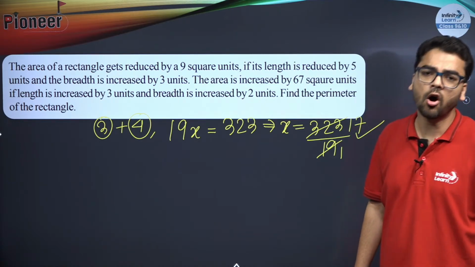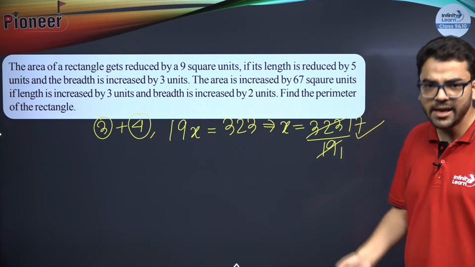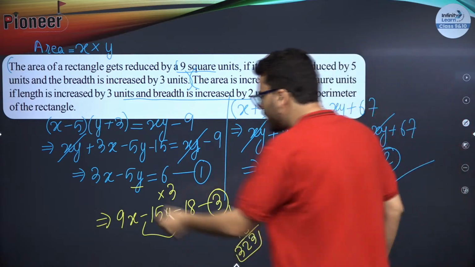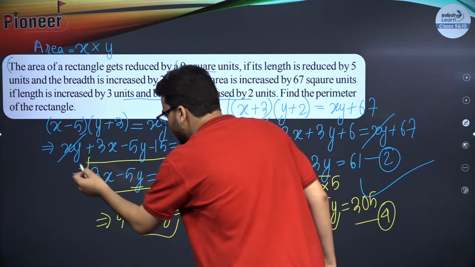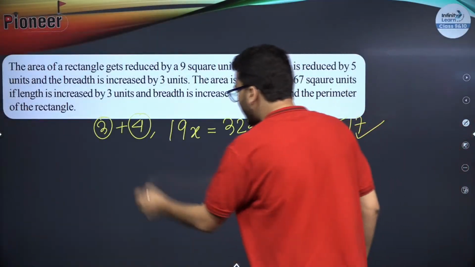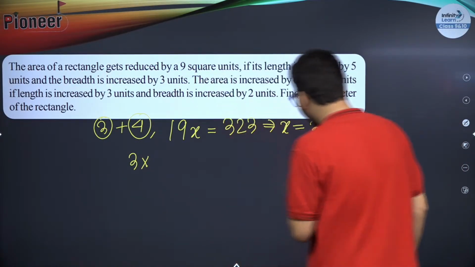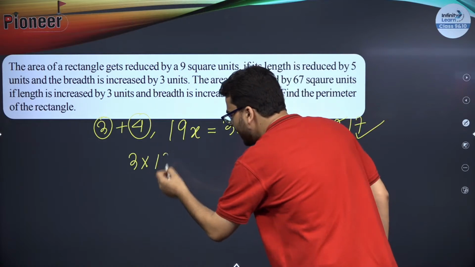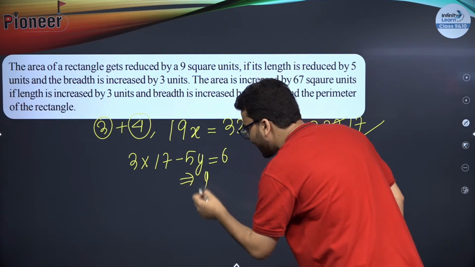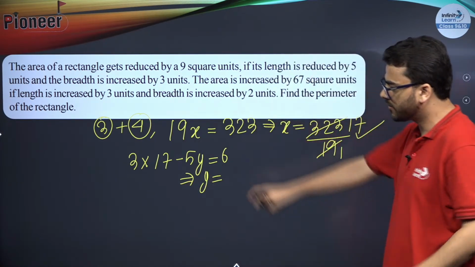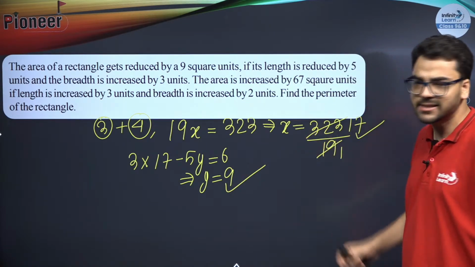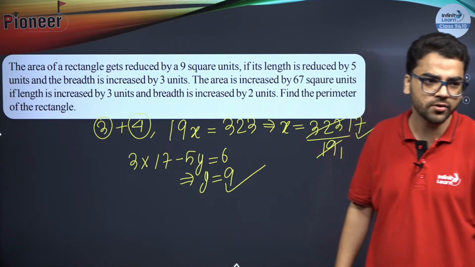So the length of the rectangle is coming out to be 17 units. So what will be the breadth? You can put the value in any equation out here. Suppose I am putting in this equation. So the equation is 3x minus 5y is equal to 6. 3 into x, we have got x equal to 17. So what is the value of y which we are getting, guys? So y is coming out to be 9. So y is 9 and x is 17. Is it clear? Yes, Anshu is also getting 9.